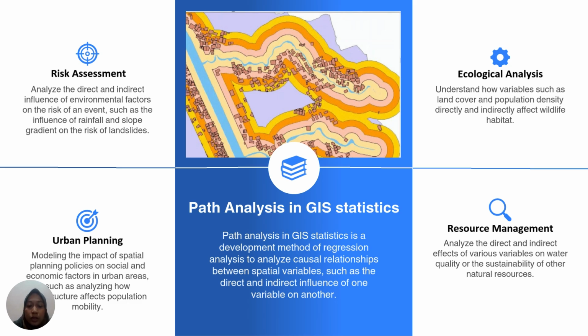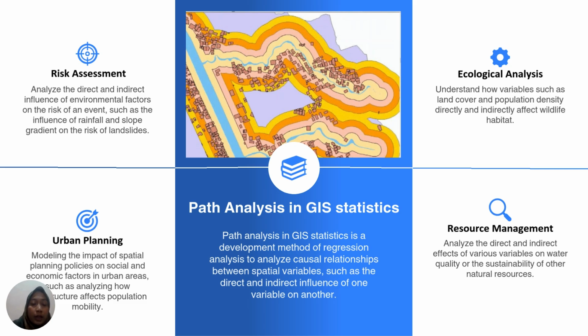Path analysis in GIS statistic. Path analysis in GIS statistic is a development of regression analysis method to analyze causal relationships between spatial variables, such as the direct and indirect influence of one variable on another.